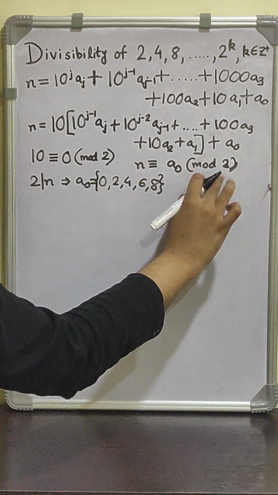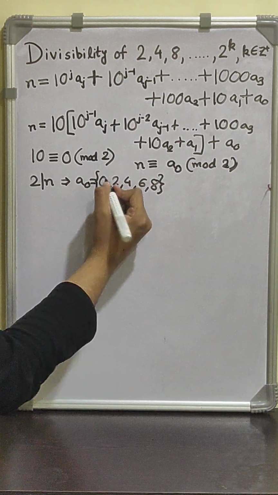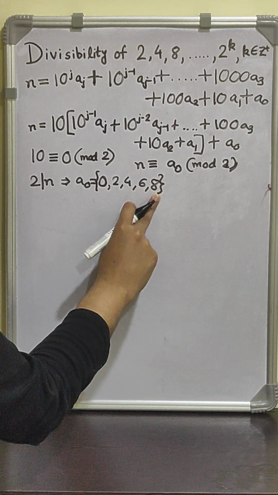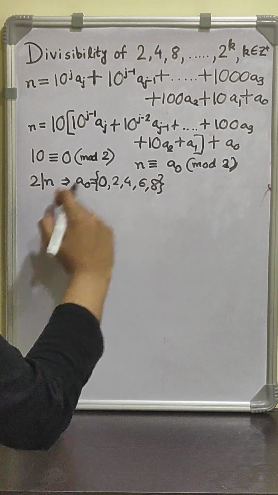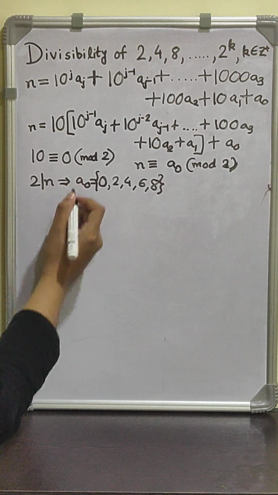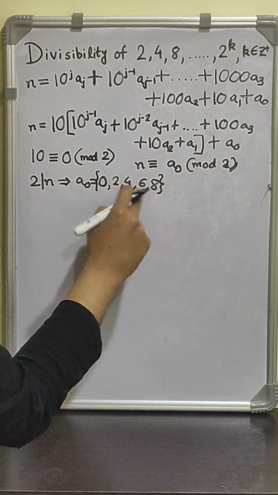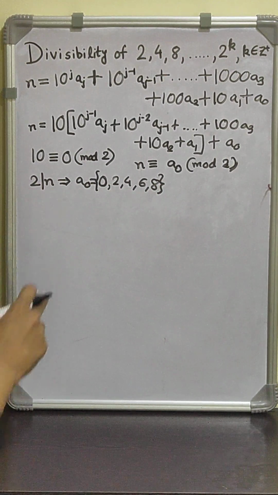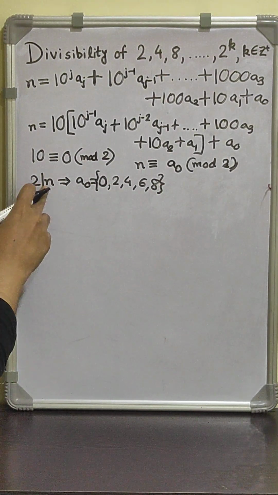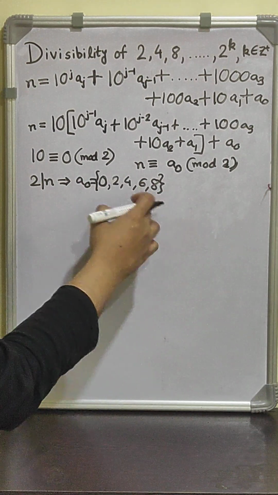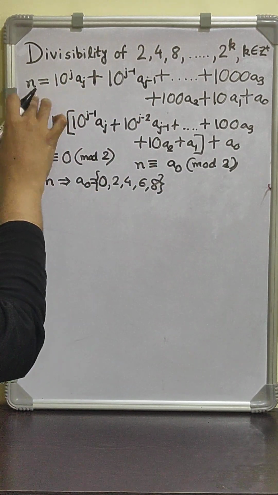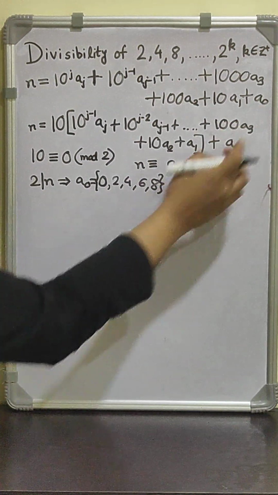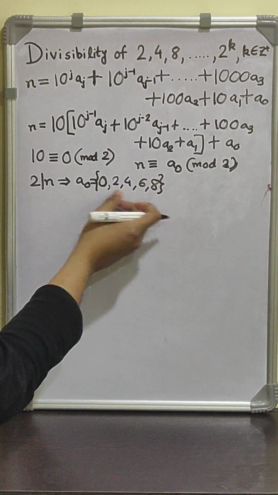Because if you have 2 mod 2, that's effectively a remainder of 0. Either 0 or a factor that's divisible by 2. So in that case, if a0 is any one of these values, then 2 will divide n. That's the divisibility of 2. So sometimes we say it as: a positive integer n is divisible by 2 if the last digit, a0, is divisible by 2.